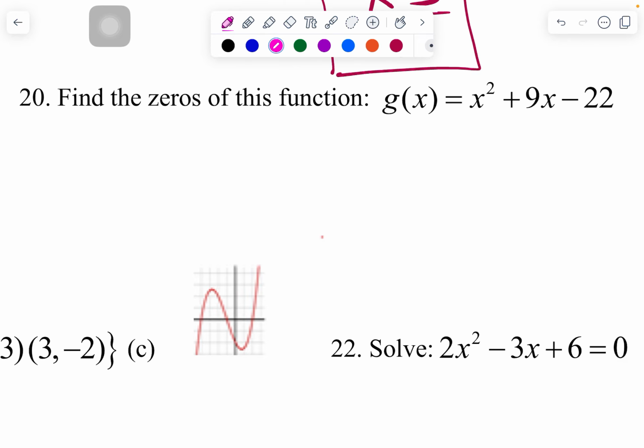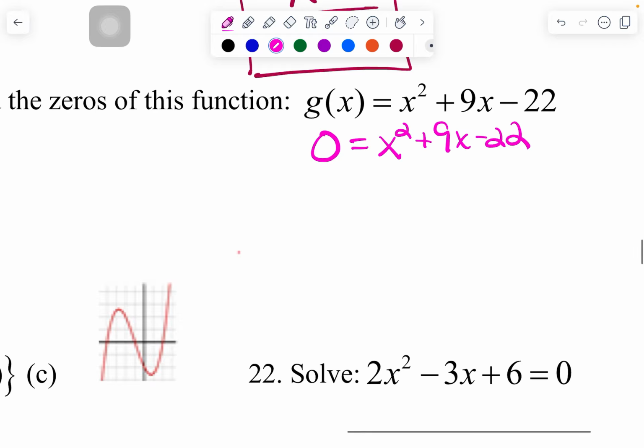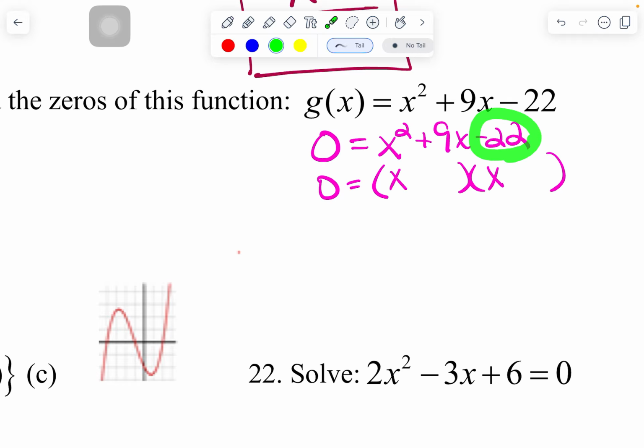So to find the zeros, we're going to set the function equal to 0. And of course, my first immediate thought is, can I factor this? I've been doing factoring long enough that I've already got the factors here because I'm looking for things that multiply to 22. Not too many things. If I make that positive and make that negative, 11 times negative 2 is negative 22. 11 minus 2 is the positive 9 in the middle.